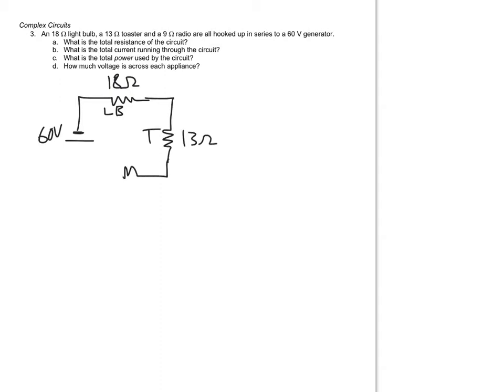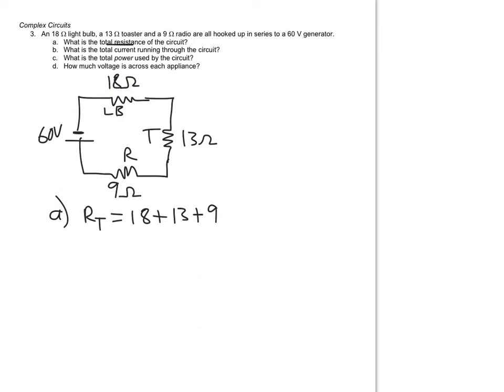Moving on to our next problem here, we have an 18 ohm light bulb, a 13 ohm toaster, and a 9 ohm radio all connected to a 60 volt generator. So I'm going to start here by just doing a quick sketch of this circuit. So here's my 60 volt generator. I have the 18 ohm light bulb, the 13 ohm toaster, and of course the 9 ohm radio here. And the first question is we want to know what is the total resistance of the circuit. Whenever things are connected in series, I just have to add up each individual resistance to get the total resistance of this circuit.